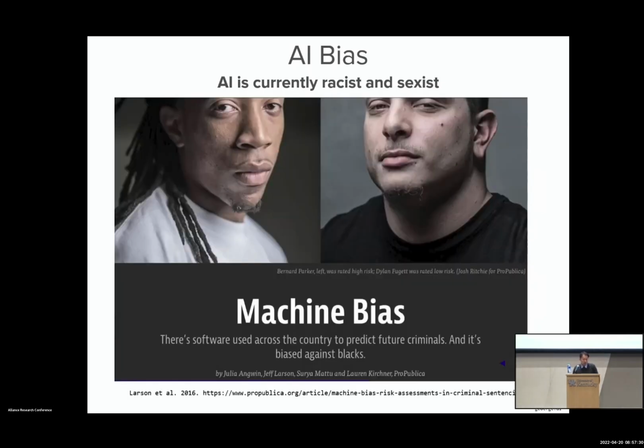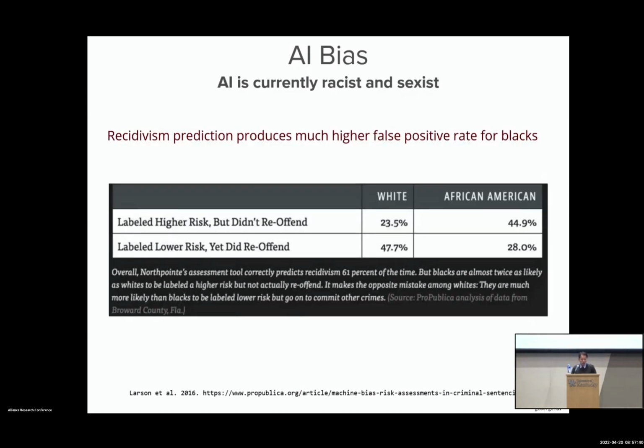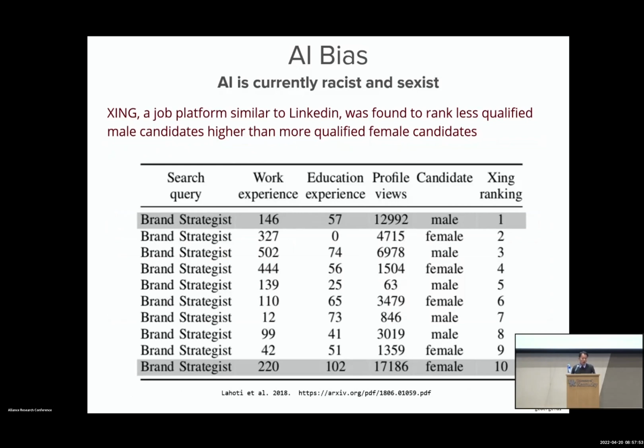We see this in the criminal justice system, where they use computer algorithms to determine who should receive parole. And unfortunately, in this example, this resulted in bias against blacks, where the recidivism prediction produced much higher false positive rates for blacks than for whites. We see this in the job or hiring market, where certain job platforms will rank candidates. In this particular example, it was ranking less qualified male candidates higher than more qualified female candidates.